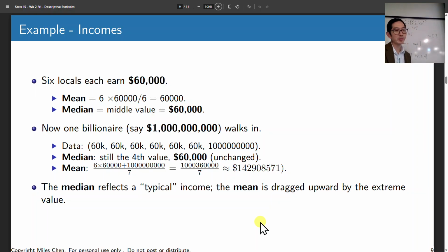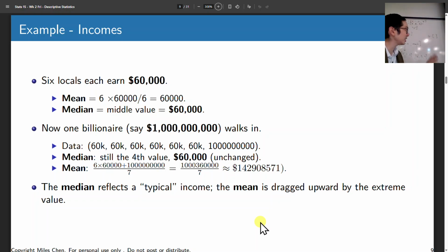All right, so if we're talking about something like income, income is a distribution that is very skewed. Just imagine you have a room, a restaurant where people are meeting, and there's 6 people in there and they each make $60,000. What's our mean? Our mean is going to be 60,000, and our median is going to be 60,000. Now let's say a billionaire walks in. So now you have 7 values in there. You have 6 people making 60,000, 1 person making $1 billion.